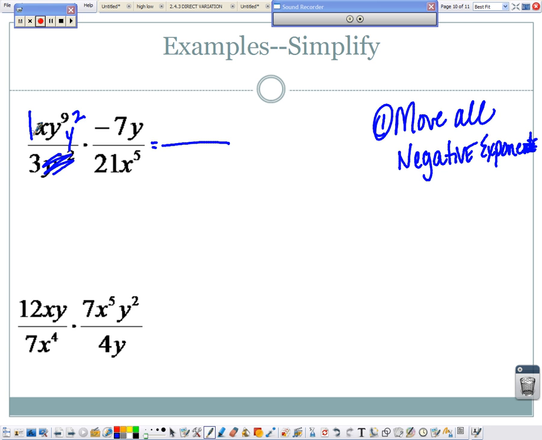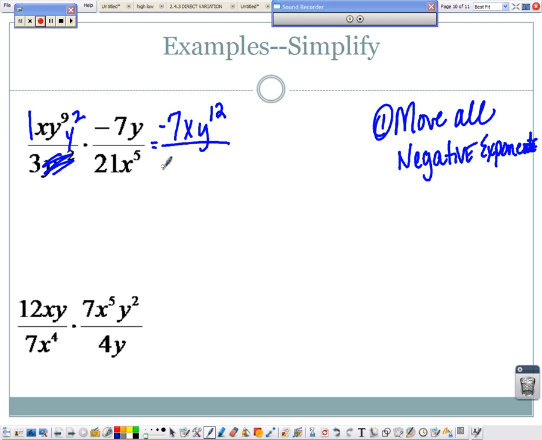So let's go ahead and multiply all of our coefficients. So 1 times negative 7 is going to give me negative 7. X, I don't have an x to multiply it to, so it's just x. Y, and remember I got to add these. Y to the 9th times y squared times y. I add their exponents, so 9 plus 2 is 11, plus 1 more gives me y to the 12th.